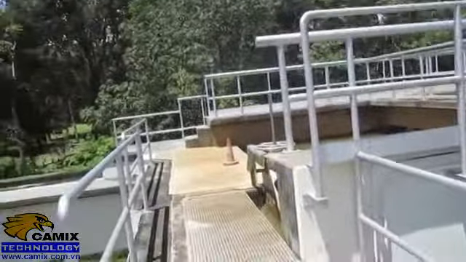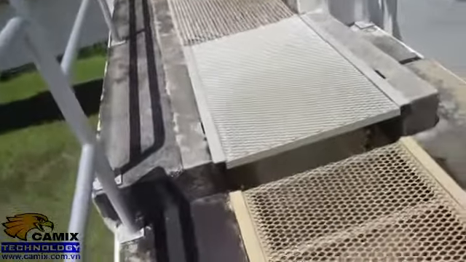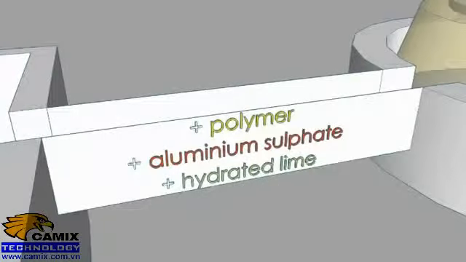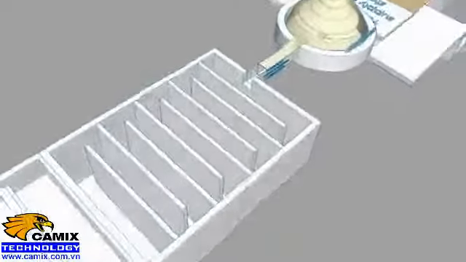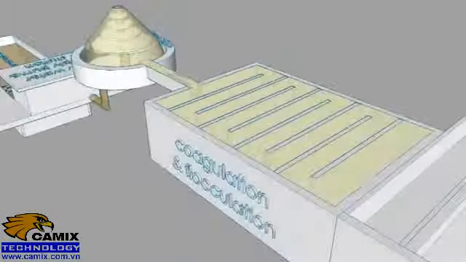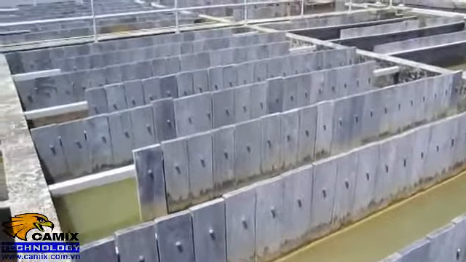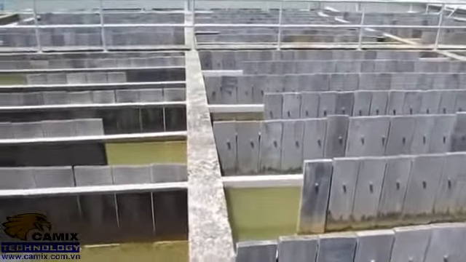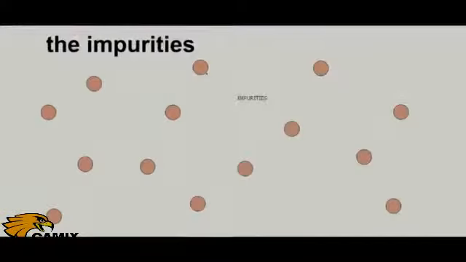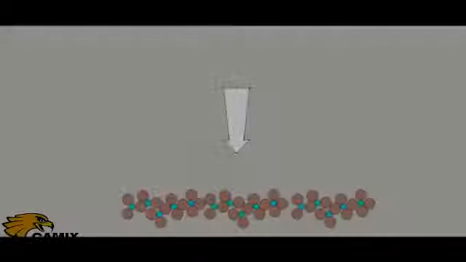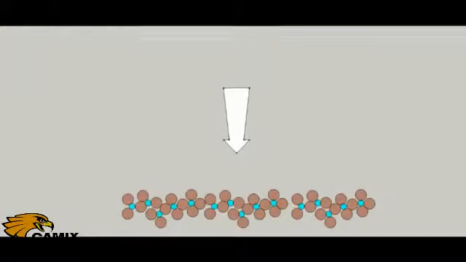The coagulation process involves adding aluminium sulfate, polymers and hydrated lime to the water. These chemicals are called coagulants, and have a positive charge. The positive charge of the coagulant neutralizes the negative charge of dissolved and suspended particles in the water. When this reaction occurs, the particles bind together, or coagulate. This process is sometimes also called flocculation.